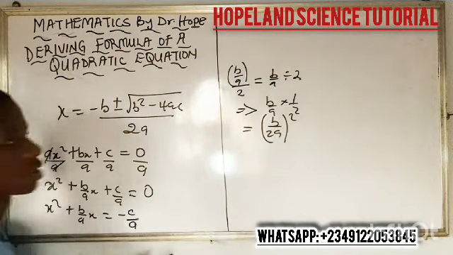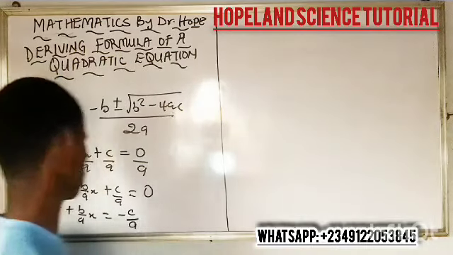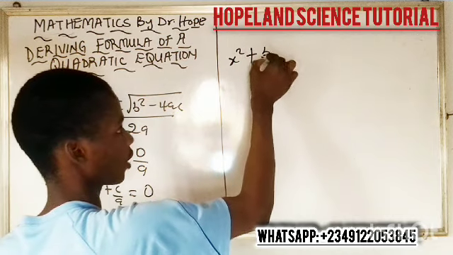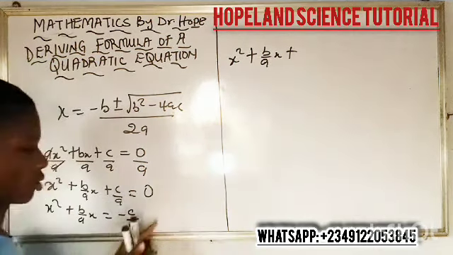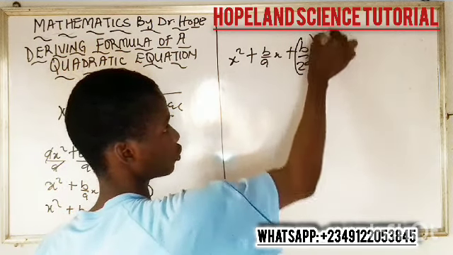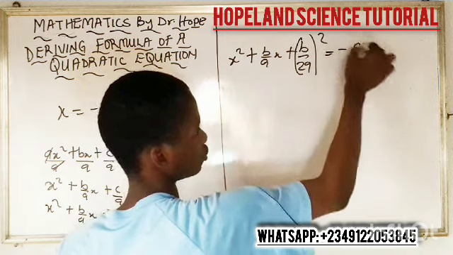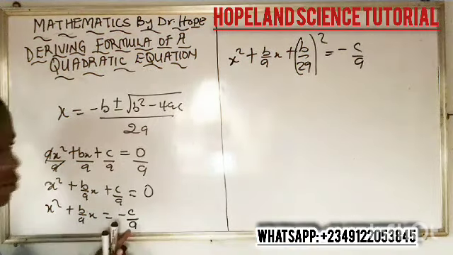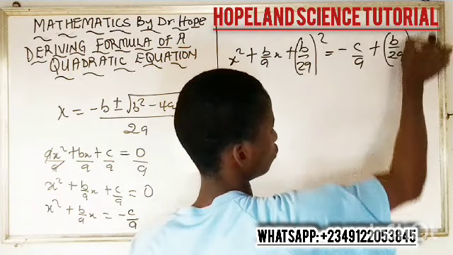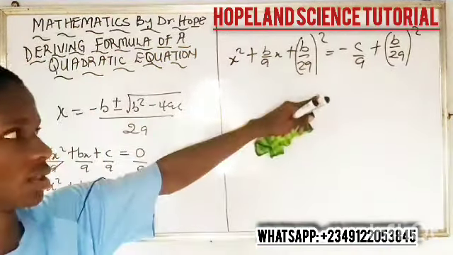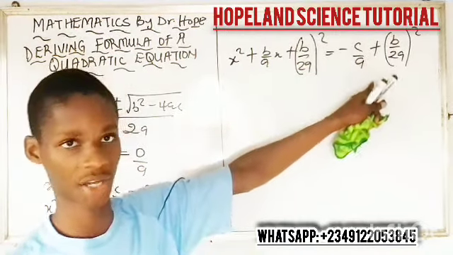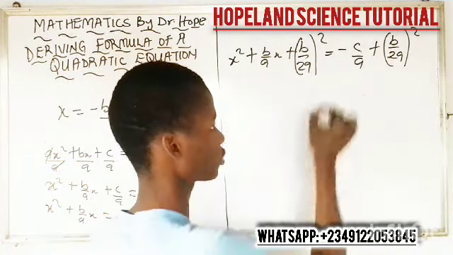So adding to both sides, we will obtain something of this nature: x squared plus b over a x plus, remember we add, b over 2a all squared, equals minus c over a plus b over 2a all squared. Now remember the next step from this point, you will continue to simplify the right hand side so you have a single term, right? So now let's continue.